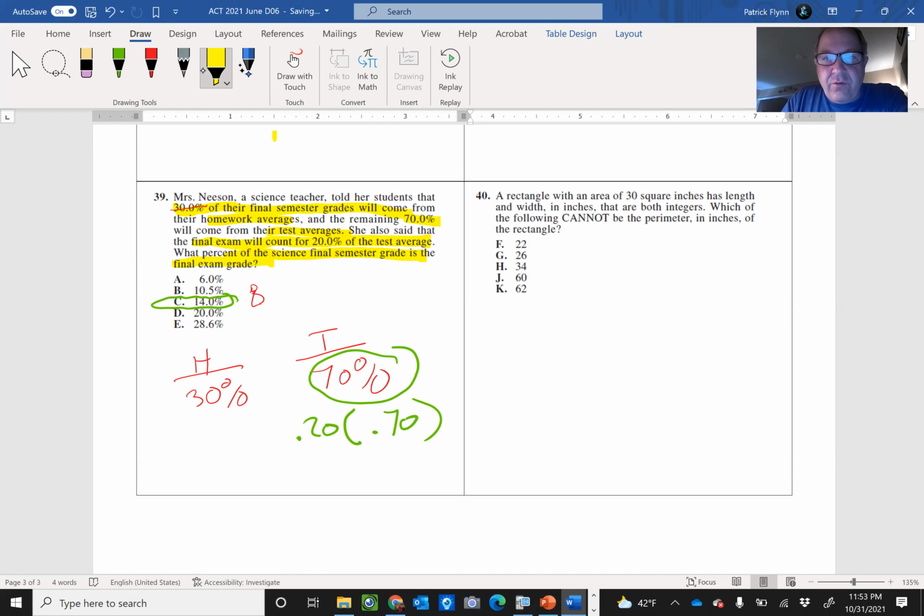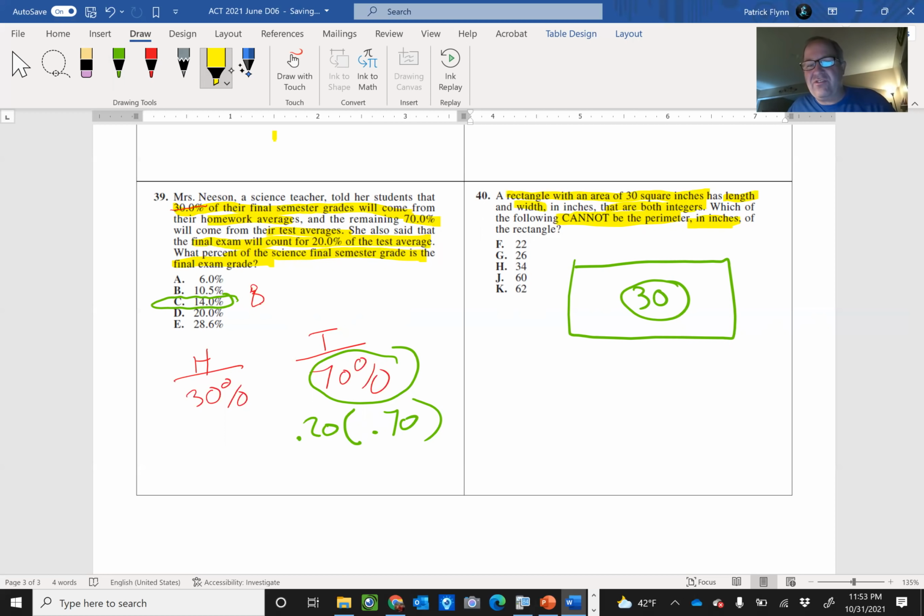Okay, last one, 40. Got a rectangle with an area of 30. Okay, so I've got a rectangle here and the area is 30. Both length and width are integers. That means no decimals allowed. That's helpful. Which of the following cannot be the perimeter in inches? So the units agree, they're both in inches. Which of the ones could not be the perimeter?